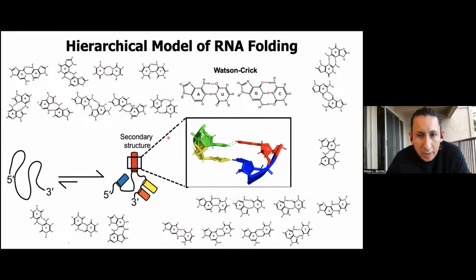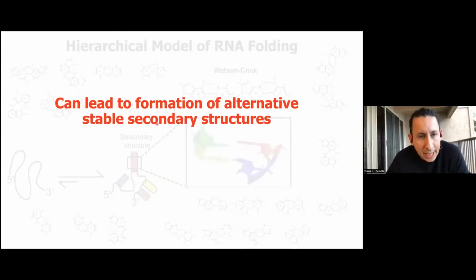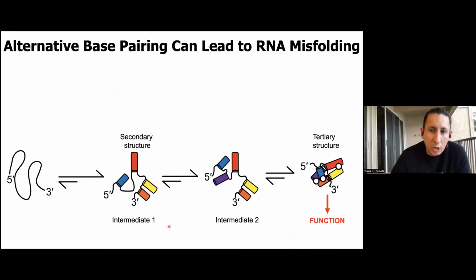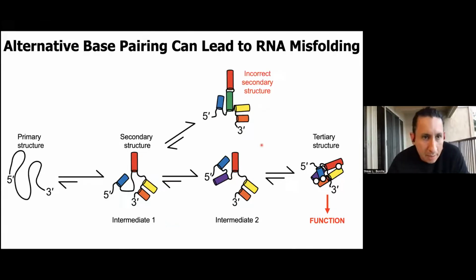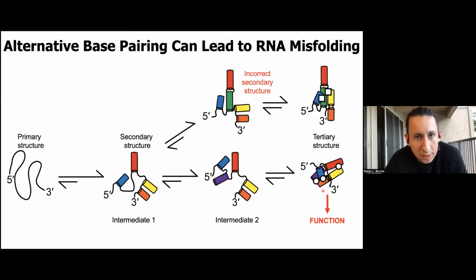So you can see from here that a consequence of this is that the native secondary structure has to compete with the formation of many other possible secondary structures, some of which can be as stable or very similarly stable as the native secondary structure. So from here, you can see how during the folding process, there is this thermodynamic tendency for the formation of alternative secondary structures that may lead to trapping the RNA into alternative non-functional states, or alternative functional states that I was referring to earlier.